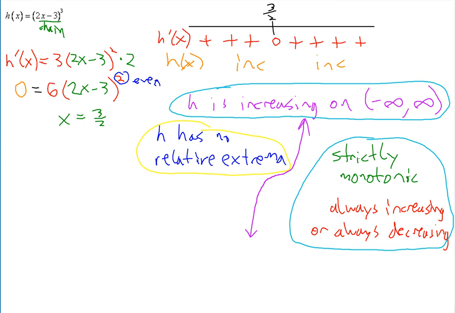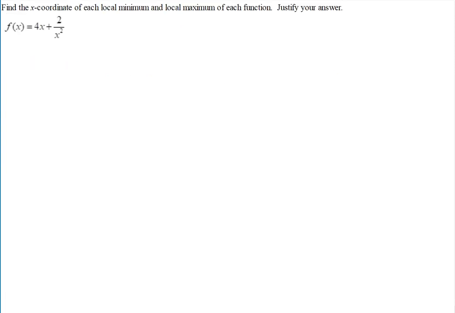All right, now let's take a look at some with slightly different instructions. Sometimes they may not ask you to write down the increase and decrease intervals. And they might only focus on the local mins and maxes, which are the same as relative mins and maxes. So we're just trying to find the x-coordinate of each local minimum and local maximum. But what they'll do with that is, on free response, sometimes they'll ask you to justify your answer. How do we know it's a local min or a local max?